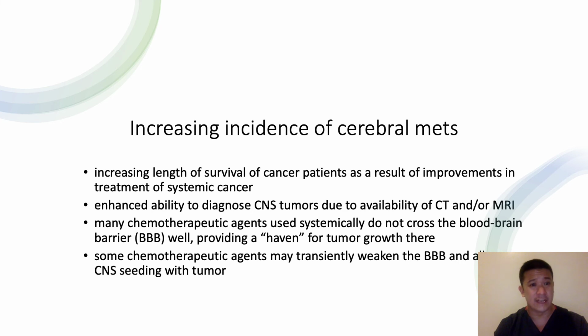It's also due to the enhanceability to diagnose CNS tumors due to the availability of CT and MR. And of course, many chemotherapeutic agents used to treat the primary cancer cannot or do not cross the blood-brain barrier, which makes the brain, or the CNS, a haven for tumor growth. And some chemotherapeutic agents may transiently weaken the blood-brain barrier and allow CNS seeding with tumors.